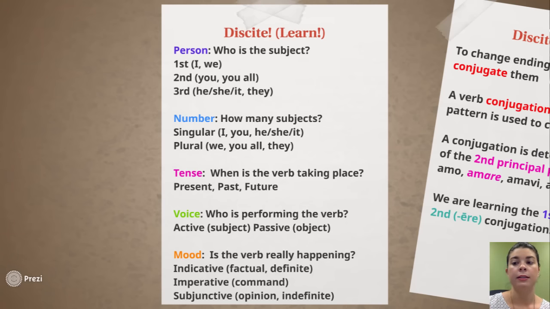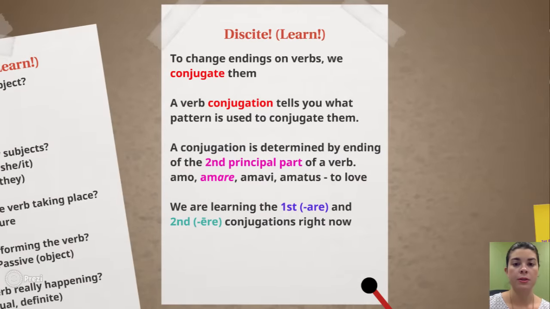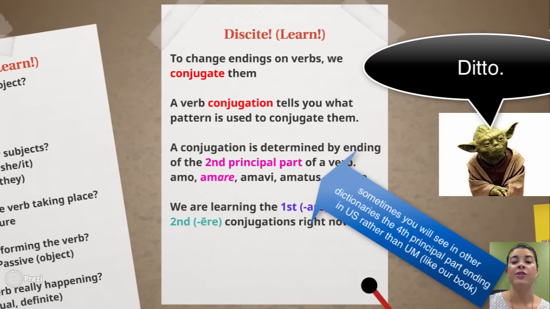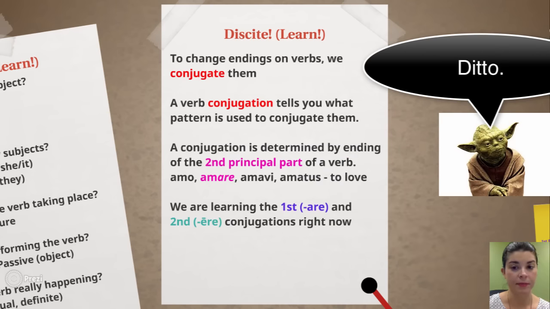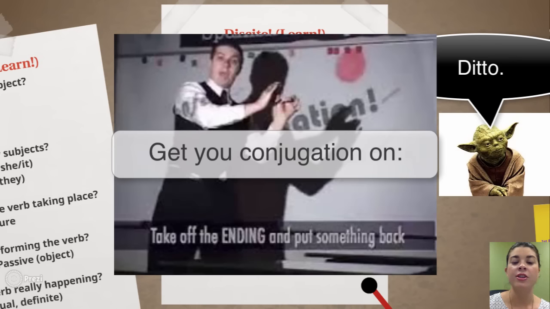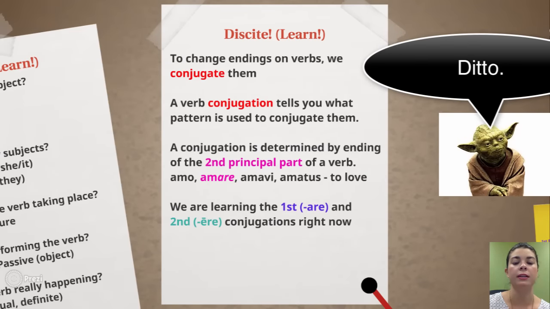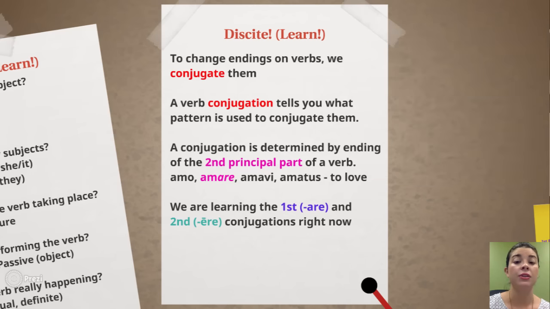So let's take a look a little bit more about verbs. Now to change endings on verbs, we conjugate them. You're going to hear this term a lot, so it's important to remember. Now a conjugation of a verb tells you what pattern is used to conjugate them. Lots of conjugating in this. A conjugation is determined by the ending of the second principal part of a verb. So take a look at amo again, and you can see amare right there is the second principal part, and it ends in are. Now that are tells us that it is first conjugation.